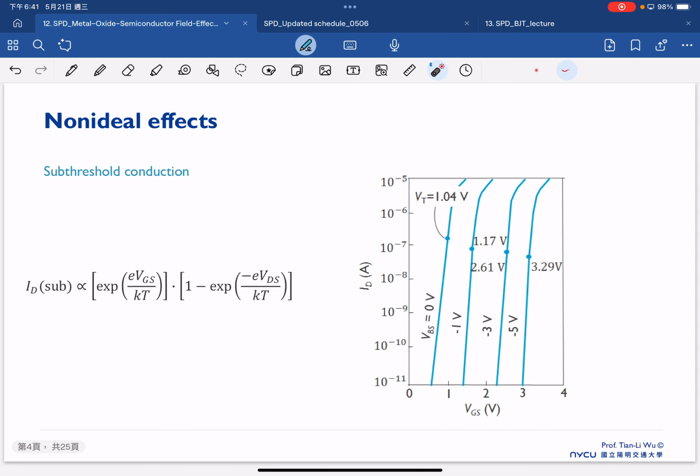And there's also one equation related to subthreshold conduction, which is shown here, and this is the current in between. So for example, if we define the threshold voltage as 3.29, we can see that below it we still have current, and also at 1.04, below it we still have current here. Sometimes we call it subthreshold current or subthreshold conduction.